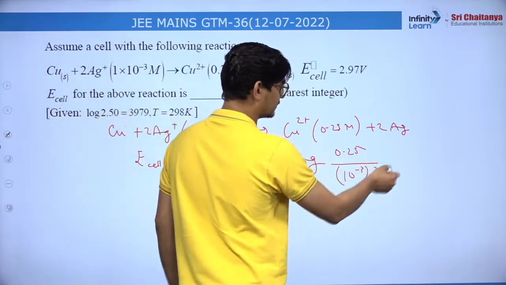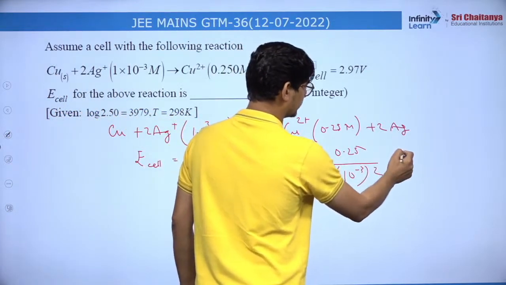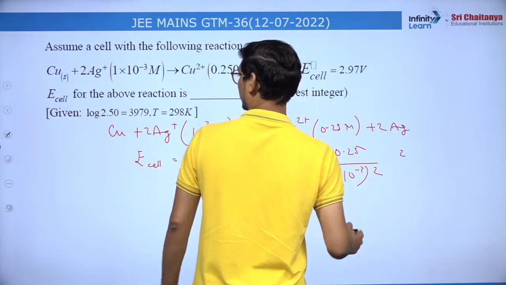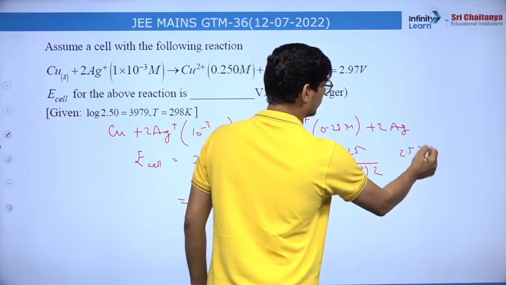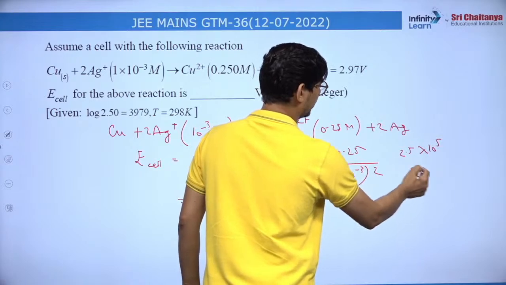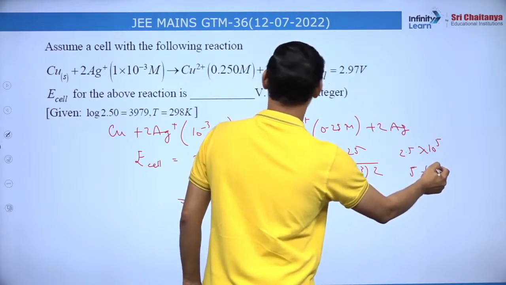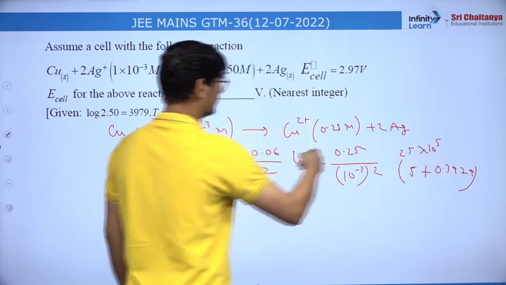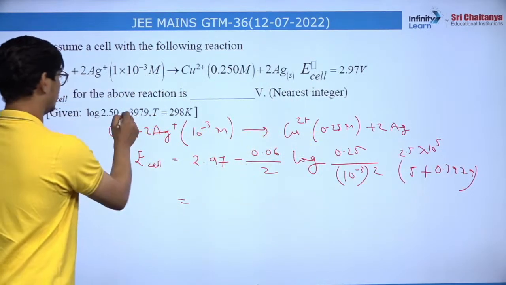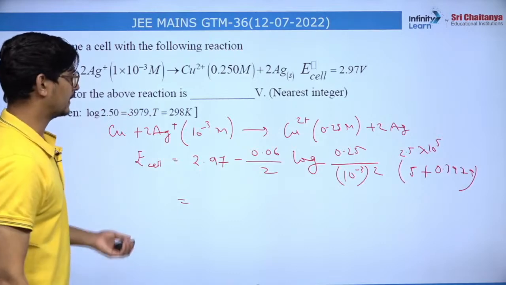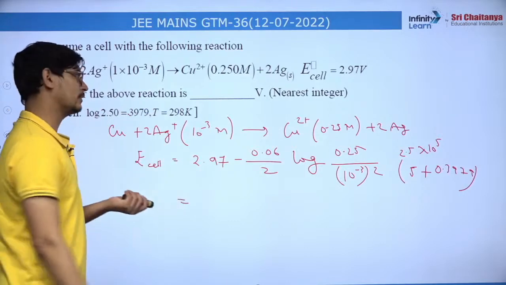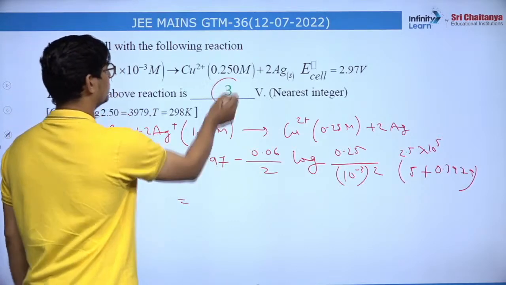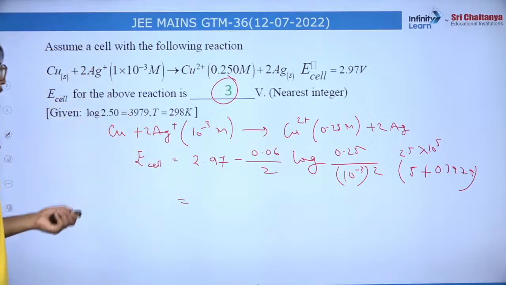So this is 10 to minus 6. It will be 10 to plus 6. So it would be 2.5 into 10 raised to power 5, right? So this would be 5 plus 0.3979. So this would be the value of the logarithm. You can work it out, right? It's decimal here. So the correct answer would be 2.81. So rounded off to the nearest integer, it would be 3 volt. Okay, that will be the correct answer.